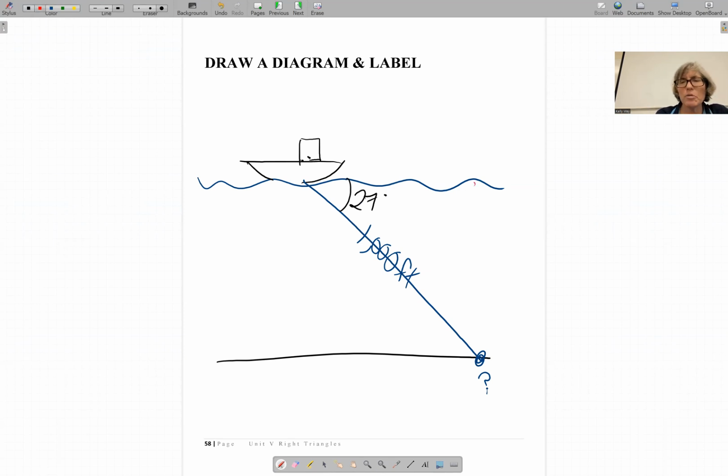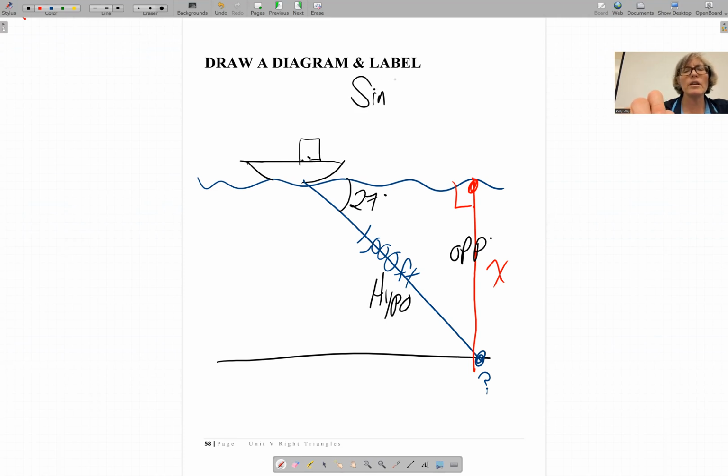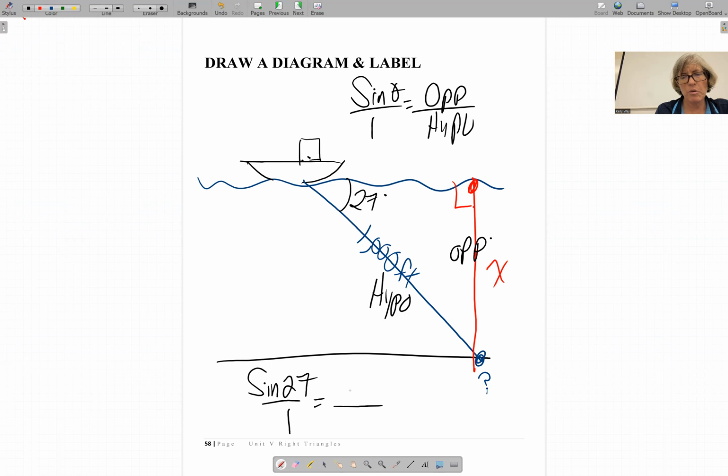You're being asked how deep. Deep is like height. It's always at a right angle. The word depth is like height. There's your X. And you can see right now we have the hypo. We need the opposite. So we're going to use sine of theta over 1 equals opposite over hypo. Sine 27 equals opposite, which is X. Hypo is 1,000. Cross multiply.